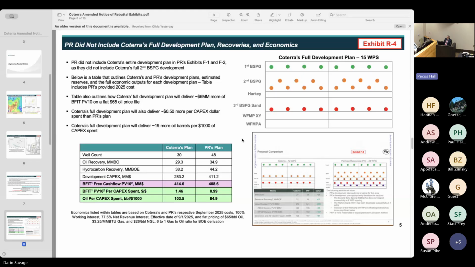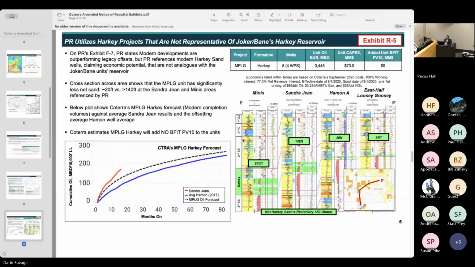But the reality of it is we'd be in the process of getting the second Bone Spring and first Bone Spring permits as time allowed. As far as operationally, Coterra could drill all of these wells today if it wanted to, but we have to go through the proper permitting processes with the governing bodies. Let's go to Exhibit R5. Can you talk about this exhibit?